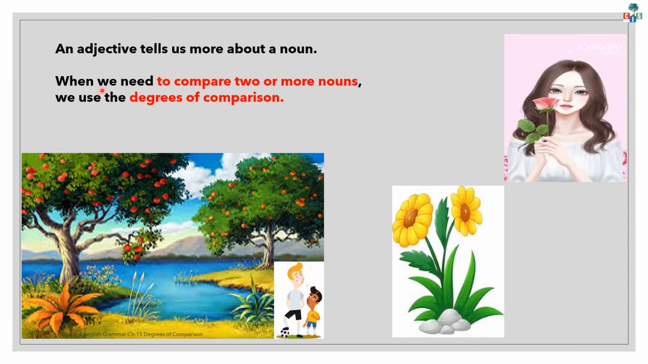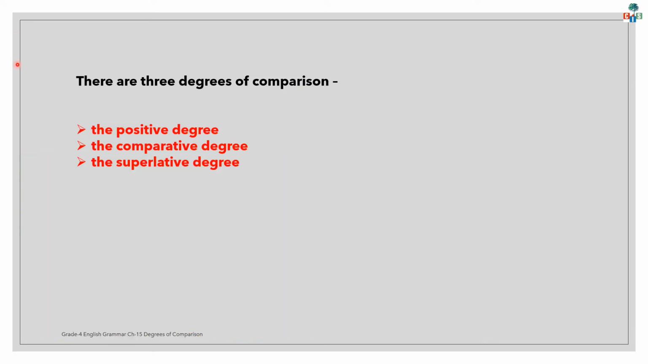But when we need to compare two or more nouns, we use the degrees of comparison of adjectives. For example, tall boy, short boy. When we want to compare two nouns, at that time we use the degrees of comparison. There are three degrees of comparison: the positive degree, the comparative degree, the superlative degree. Let's learn about this one by one.